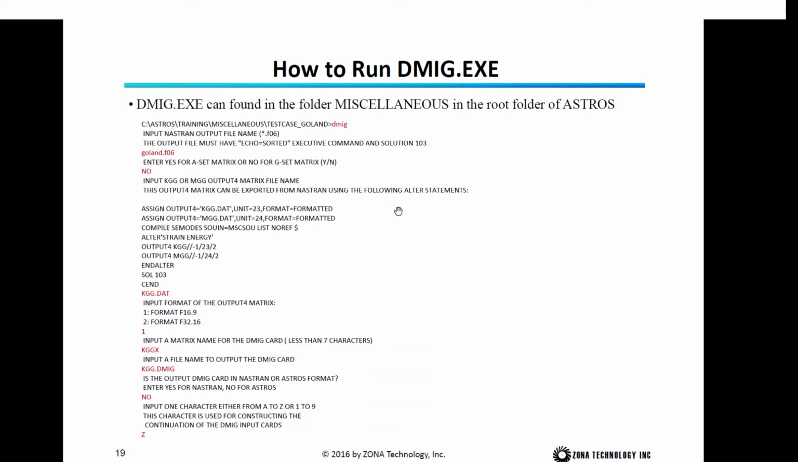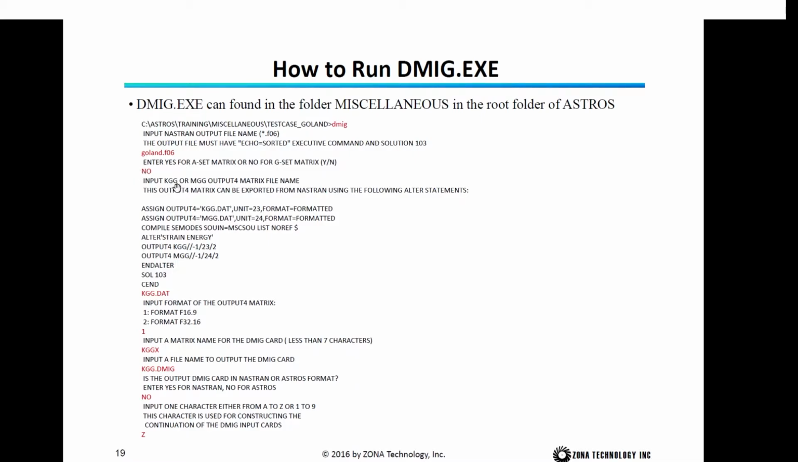And how to run DMIG.EXE? You just type DMIG. DMIG.EXE can be found in the miscellaneous folder in the root folder of ASTROS. So you type DMIG, and then DMIG.EXE will ask you several questions. The first, it will ask you what's the output file name of NASTRAN, and then you say the matrix you want in A set or G set.